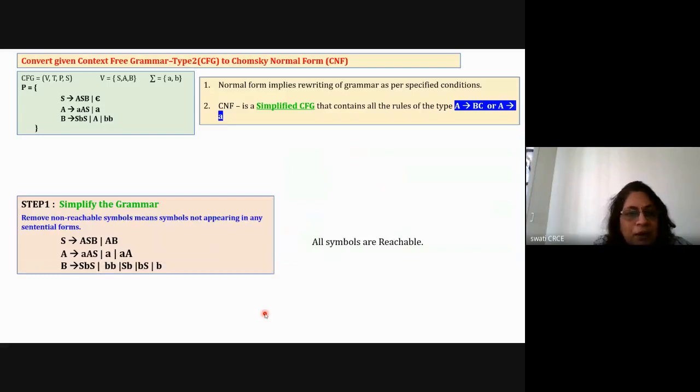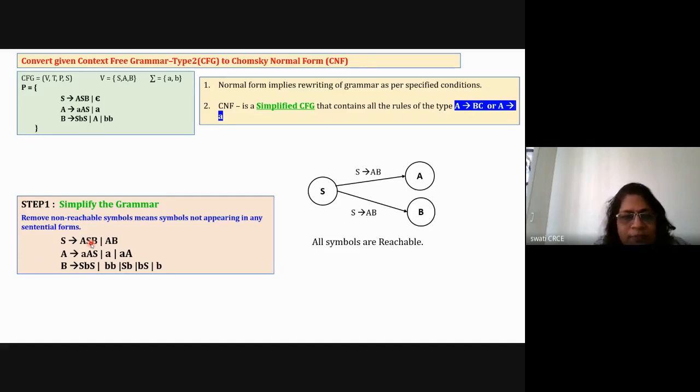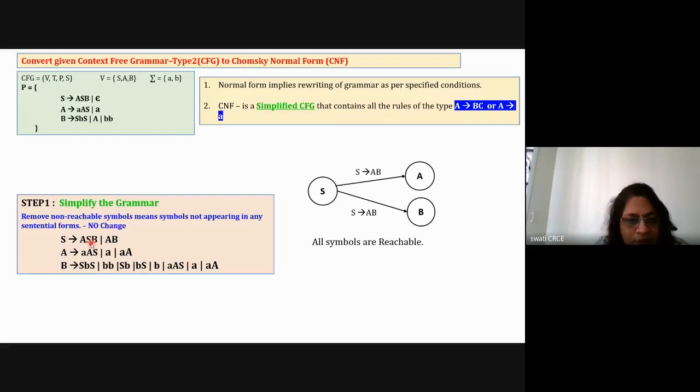In the next step, we are finding reachable symbols first. So draw the circles S, A, B as the nodes. Start from S. We have the rule S is equal to AB or S is equal to ASB. With that rule, B is reachable. With that rule, A is also reachable. So all the symbols are reachable. The grammar is going to remain the same. Okay, I think there was a mistake here in the animation. So this is your grammar. Okay, final. Now go ahead, take this as input to the next step.